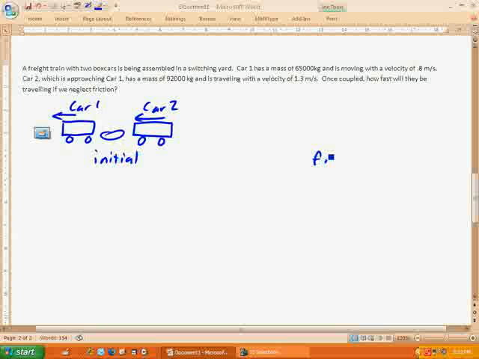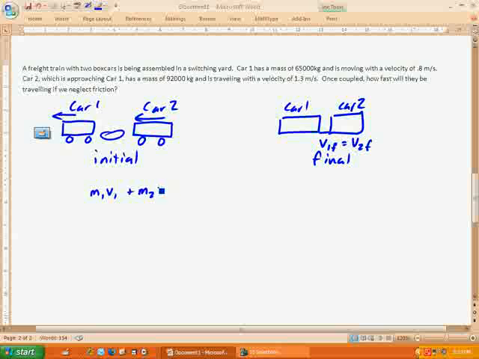And then for my final conditions, I'm going to have car 1 and car 2, which are now linked together. And if they're linked together, that means that their velocities are going to have to be the same. So the velocity of 1 final is going to be equal to the velocity of 2 final. Okay, so let's go ahead and write our conservation of momentum problem here. So we'll have the mass of car 1 times the velocity of car 1 plus the mass of car 2 times the velocity of car 2, which is then going to be equal to the mass of 1 final times the velocity of 1 final plus the mass of 2 final times the velocity of 2 final, right?